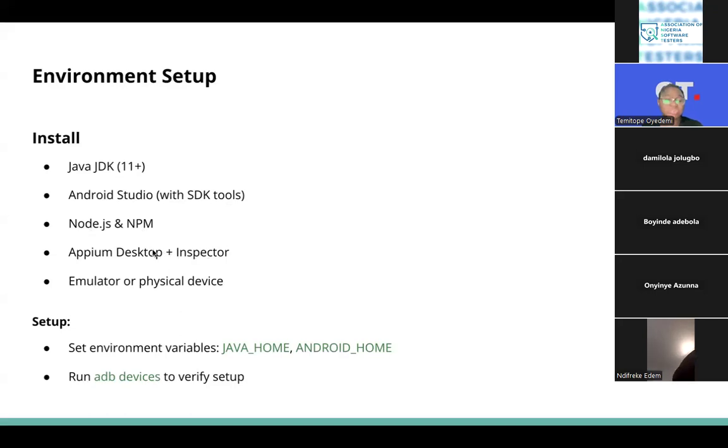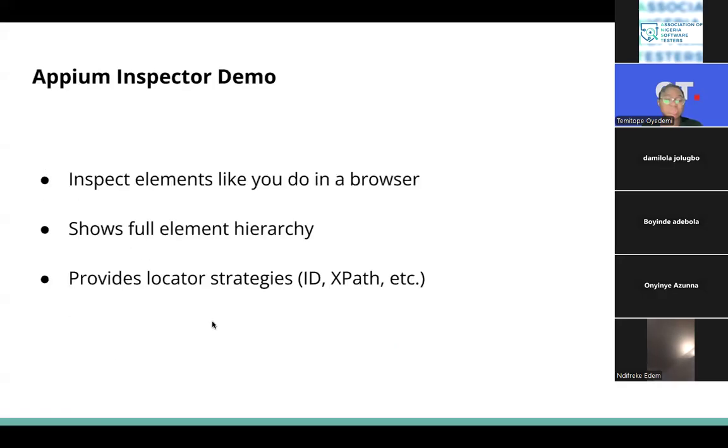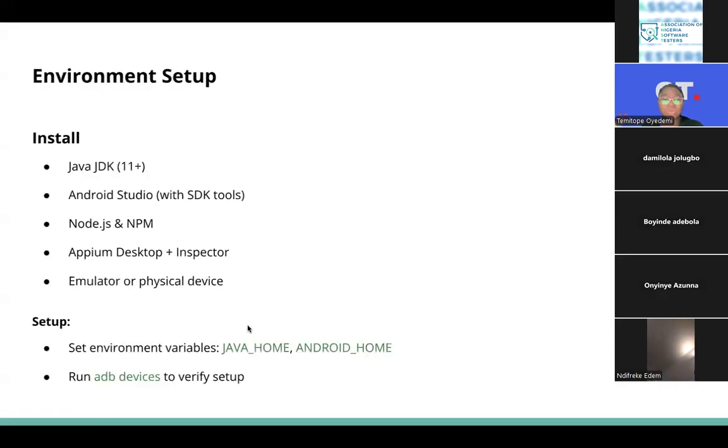Actually, we won't be using the desktop in this class because we are using Appium version 2. So you will just install it directly from your command line. I will show you how to do that. We also have the emulator and your physical device. We'll carry out our first test both on the emulator and the physical device.